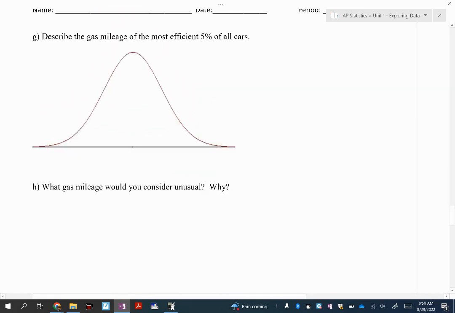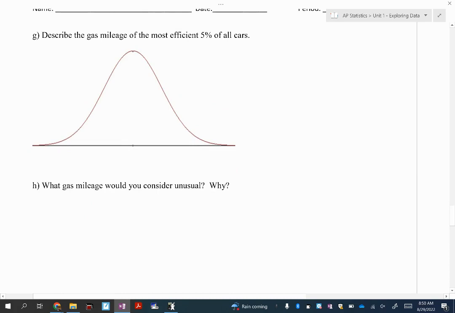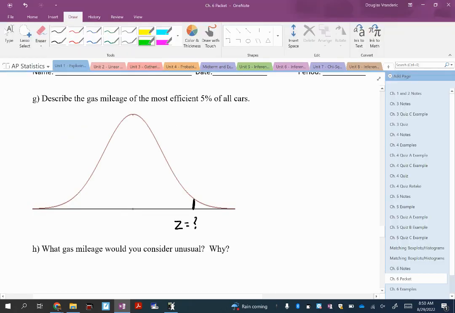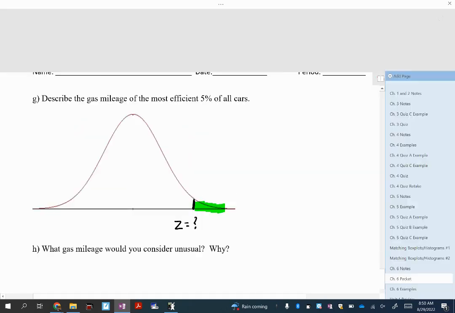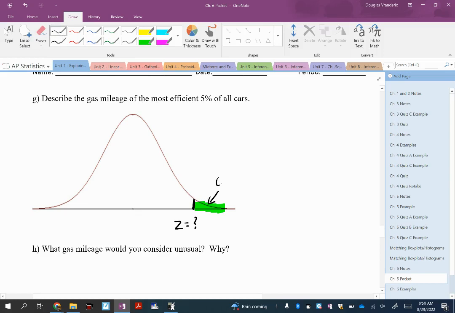All right, we're almost there. Describe the gas mileage of the most efficient 5% of all cars. So most efficient would mean that it's going to be way up here, right? So z-score up here. And since we are talking about the most efficient, that means we have 5% to the right. So this right here, this tiny area is 0.05.